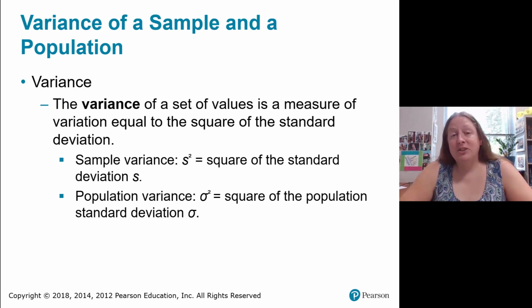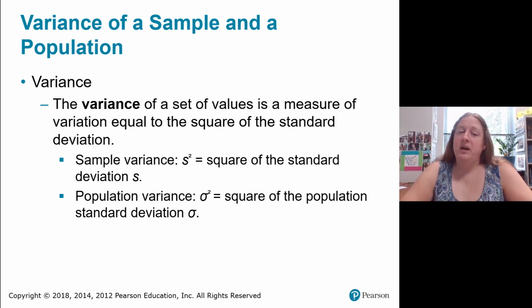Now, another measure of variation that we can use is called the variance. The variance of a set of values is the measure of variation equal to the square of the standard deviation. So they're very related. Calculating them looks almost the same, except when calculating the variance, instead of taking the square root, we just leave it as whatever would be under the square root. So the way we notate the sample variance is simply lowercase s squared. That is just the square of the standard deviation.